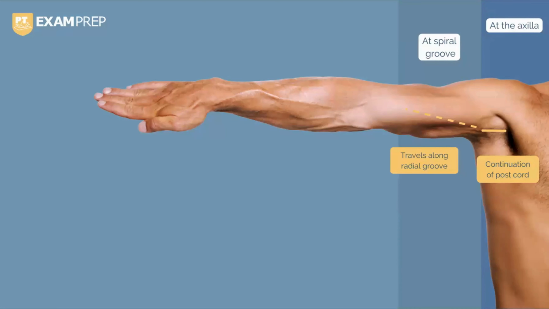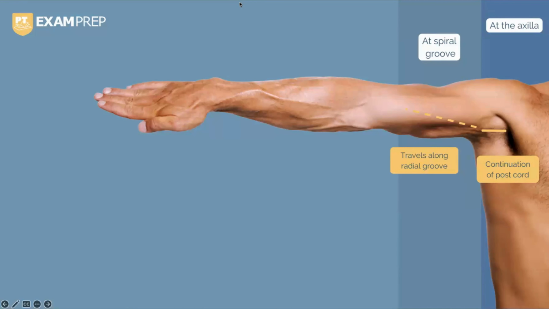At that point of the spiral groove, only the lateral and long head of the triceps have been innervated. I'm going to say this again. At the point of the spiral groove, only the lateral and long head of the triceps have been innervated. So what's left? Say it in the chat box for me. What's left?